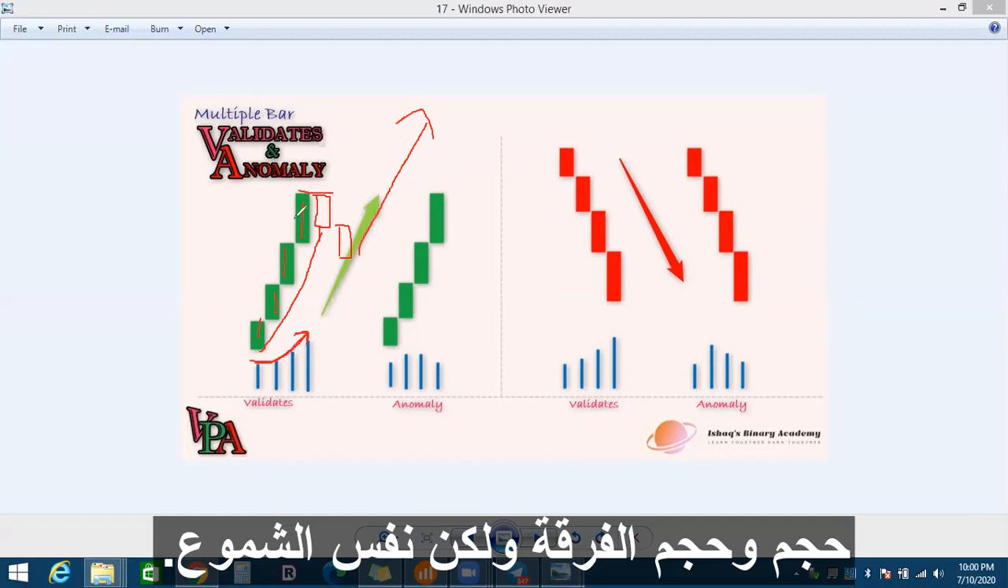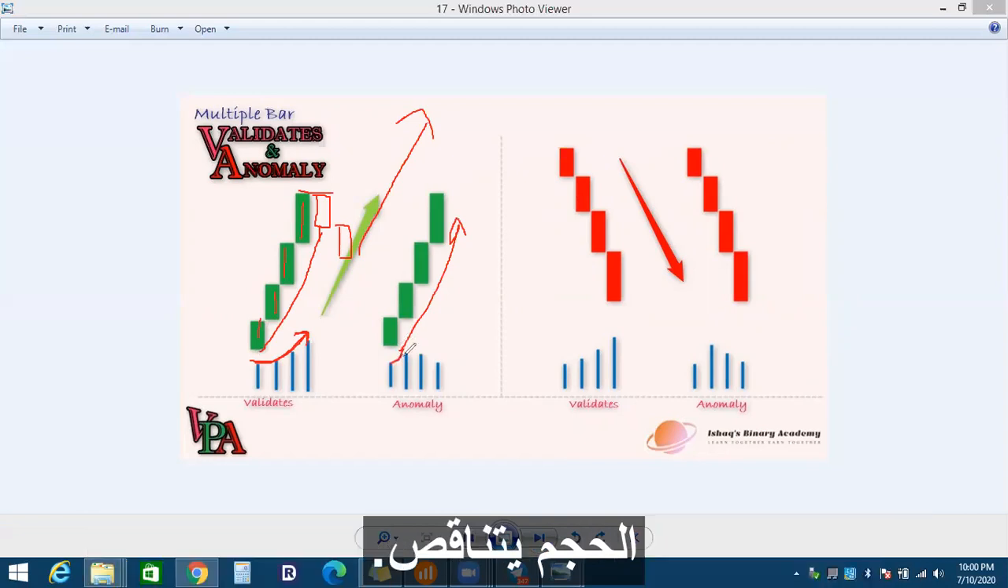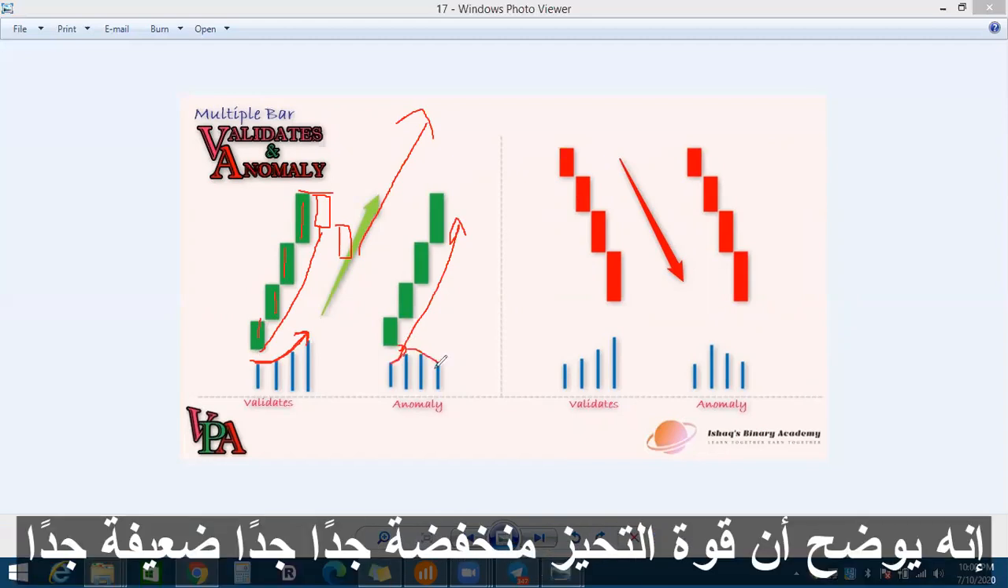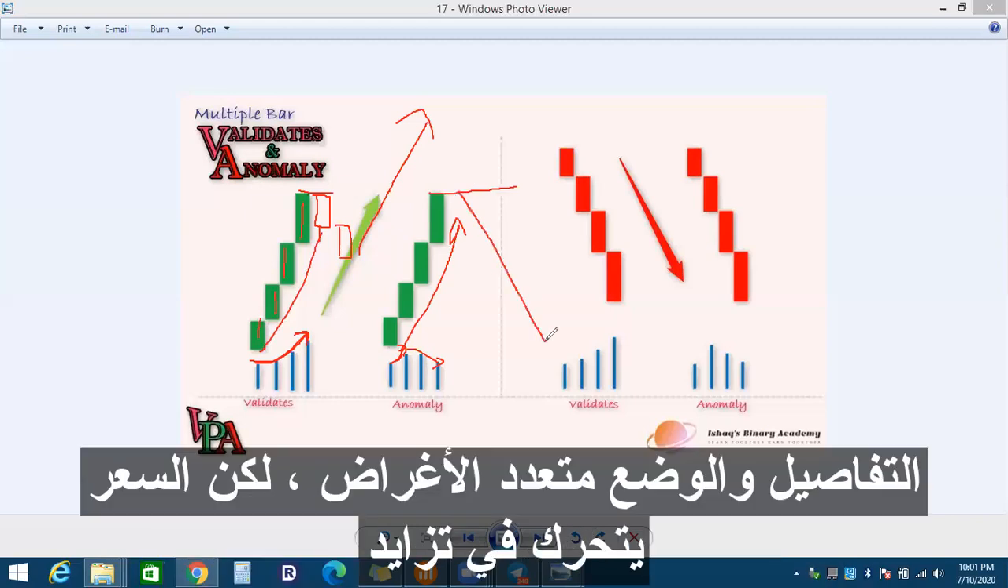But with the same move, same candles moving, but the volume, first two bars increasing, now the volume is decreasing. It shows that the power of the buyers is very, very low, very, very weak. So they cannot continue. When the resistance appears, on the resistance the sellers will start so much powerfully. They will continue to downtrend.